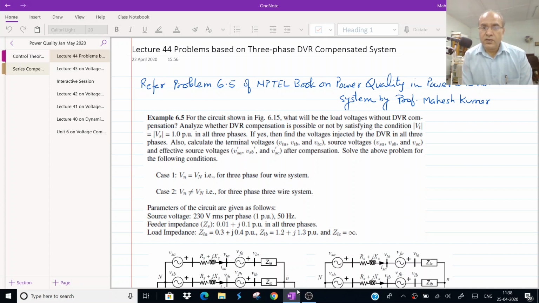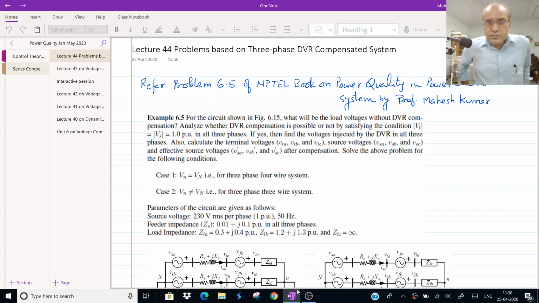Please refer to example 6.5 of the NPTEL book that I have uploaded and given to you as a soft copy, and we will discuss this example today. There are some corrections in it, and I will indicate those while discussing this problem.